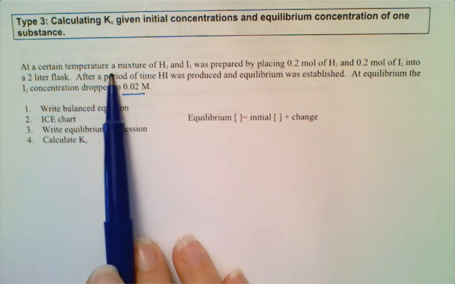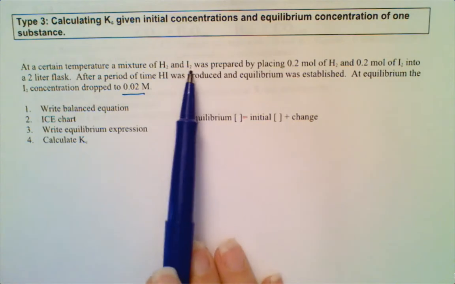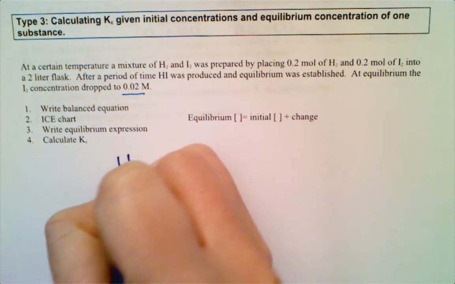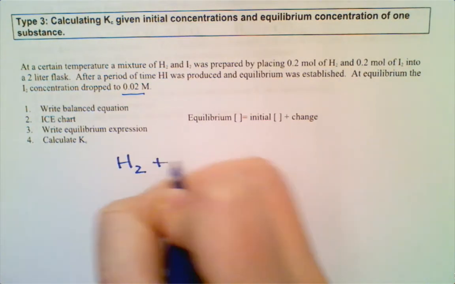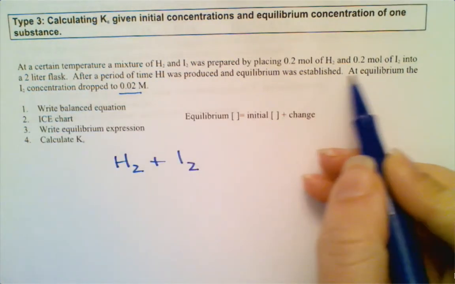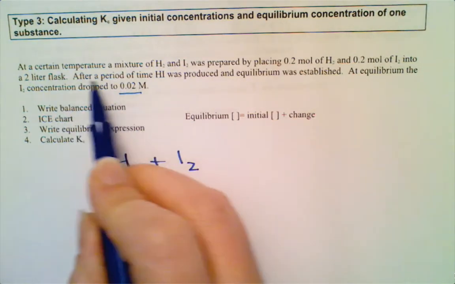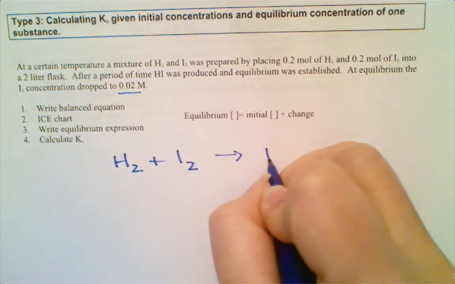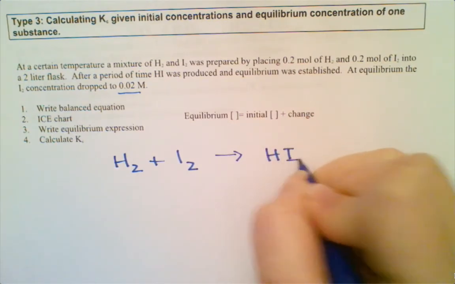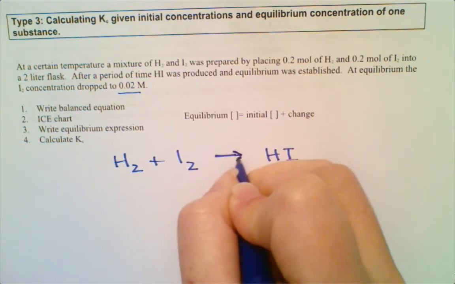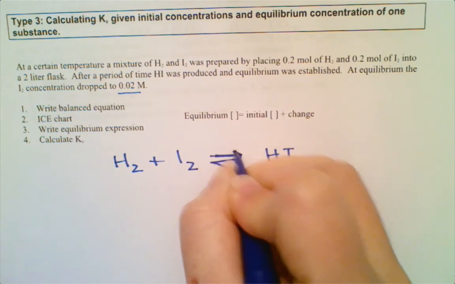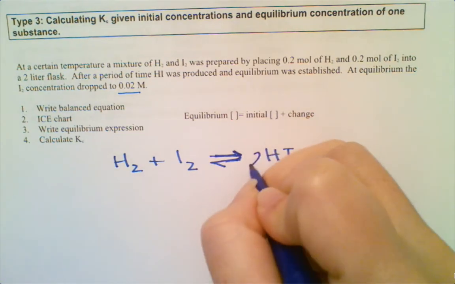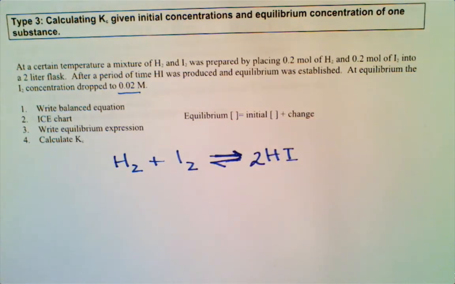At a certain temperature, a mixture of H2 and I2 was prepared. So in some sort of flask, they entered some H2 and added it to some I2. And what ended up happening was you produced, over a period of time, some HI. Now, again, we're at equilibrium here, so I should be using a double arrow. So there we go. We want to make sure that we have this as a balanced equilibrium equation, so I'm going to put a 2 in front.